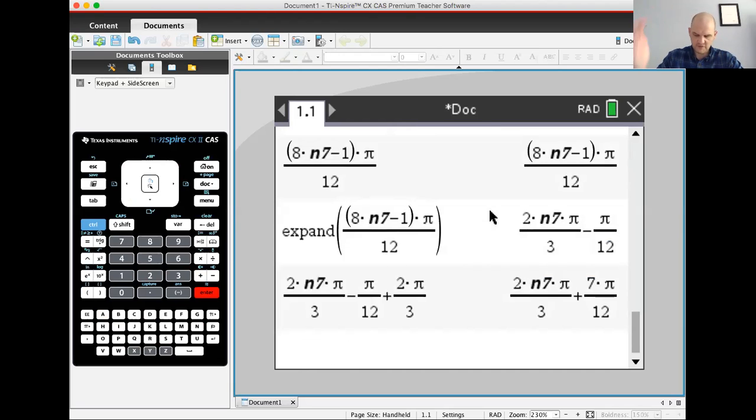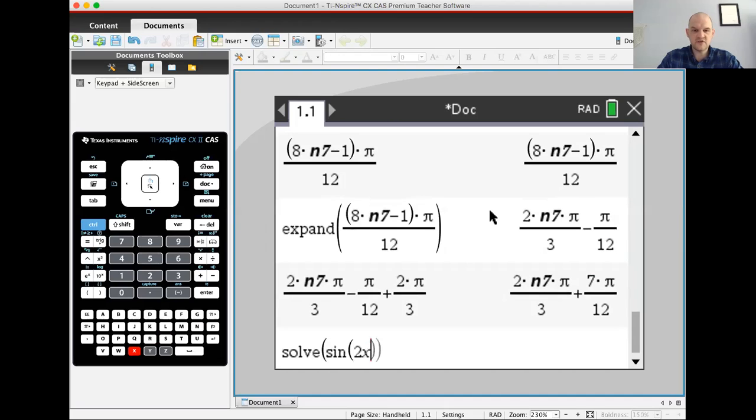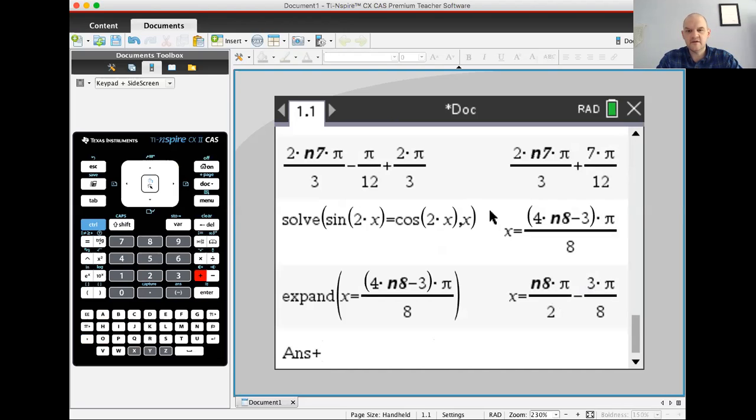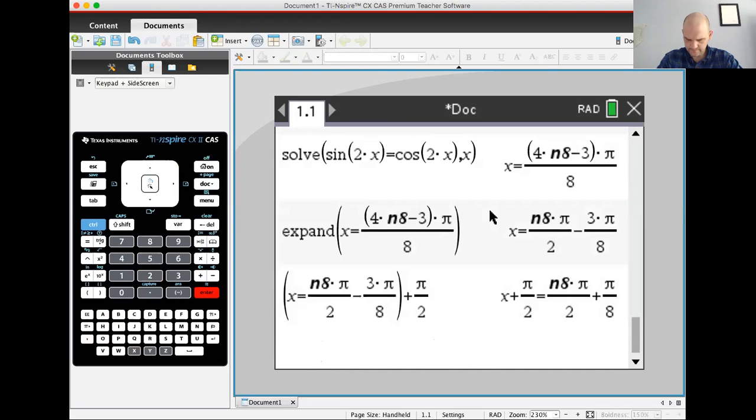All right, so we got all those, and then one last one: solve the sine of 2x equals the cosine of 2x. So we did this one in kind of a weird way, and the thing I was worried about, I could actually show you. Expand, and then add pi over 2, and we get pi over 8 plus pi over 2 times n. Good. Why do we only get 1 though? Oh yeah, because it's a tangent thing.